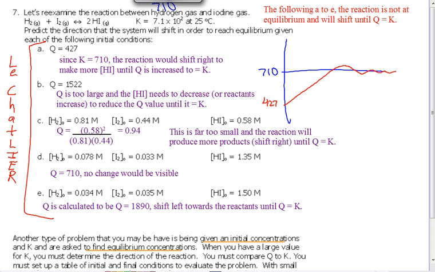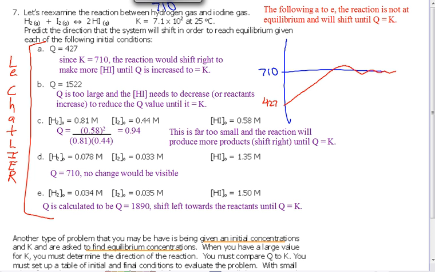Sydney, is 427 equal to 710? No, under every math system it's not. And therefore you're not at equilibrium, are you? So the reaction is going to move one direction or another eventually. You're going to reach equilibrium. Does this value need to increase or decrease? It needs to increase, right? So we need more products, and that's what it's saying here. The reaction would shift to the right, making more HI until Q is increased to equal K.